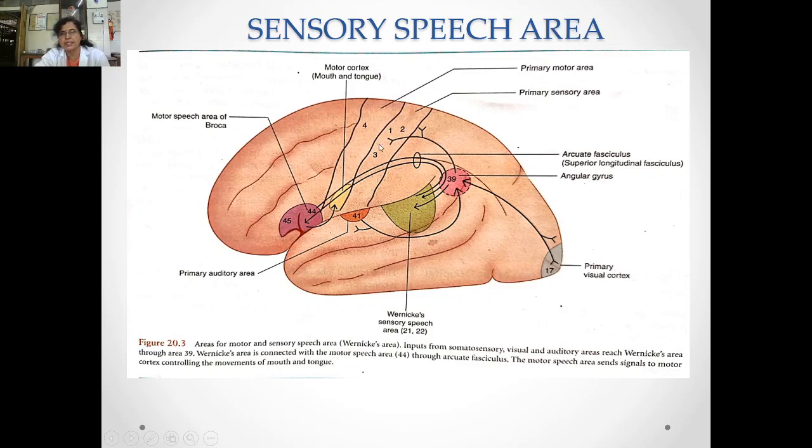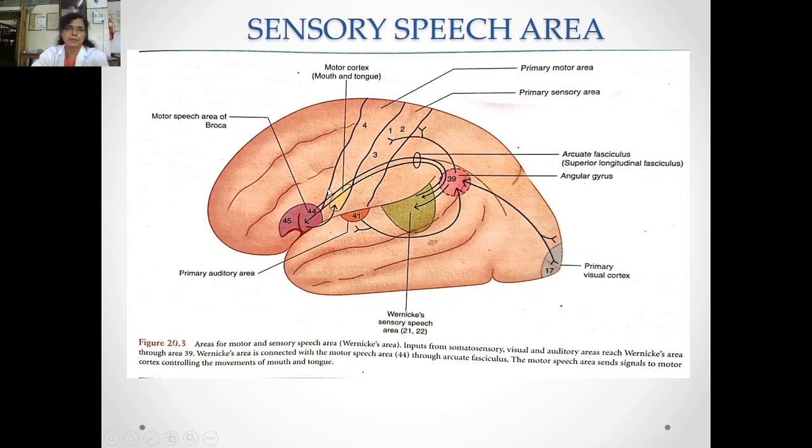So this area number 39, that is the angular gyrus, receives fibers from the primary visual cortex, then from the general sensory cortex, and from the auditory sensory cortex, and that information is processed in this angular gyrus, area number 39. Area number 39 projects to Wernicke's area, that is, area number 22, and area number 22 projects to the motor speech area through a bundle of association fibers called the arcuate fasciculus or superior longitudinal fasciculus.